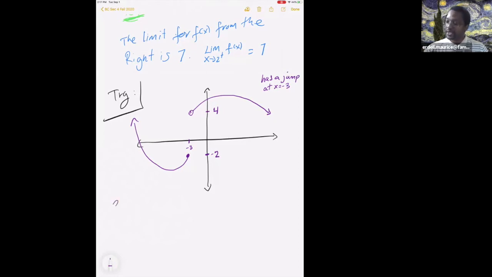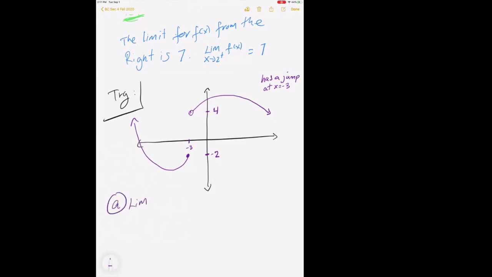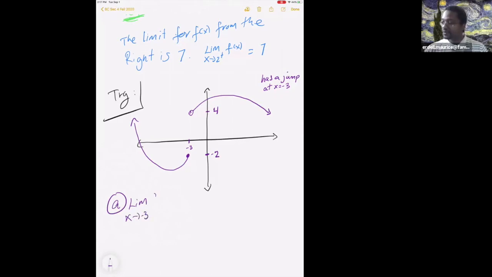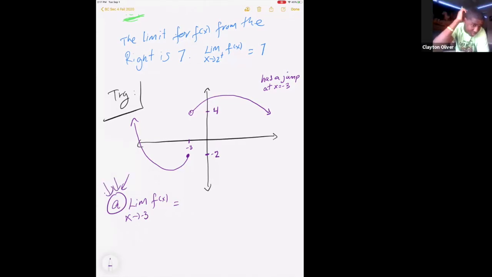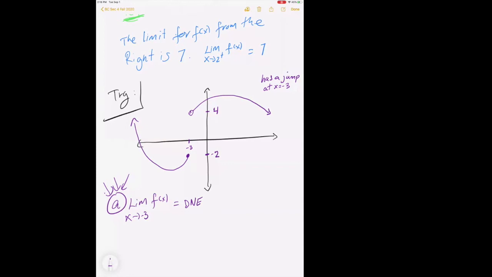So my first question, A. What is the limit as x approaches -3 for my function f of x? Another way of saying it is, what is the overall limit for this function as x approaches -3? Any answers there for me, please? Does not exist. That's right. This limit does not exist. The reason why it doesn't exist is because we're at a jump, correct? Yes.